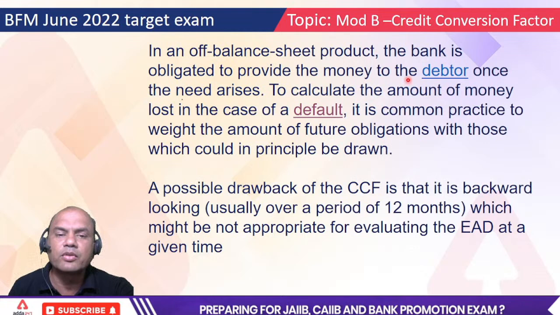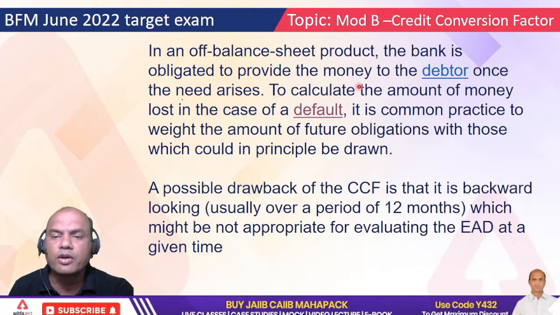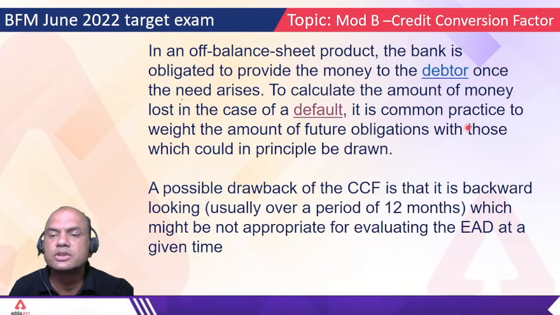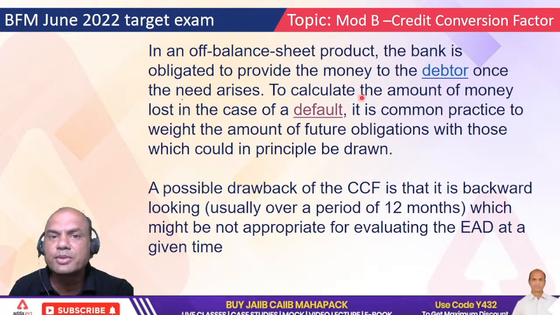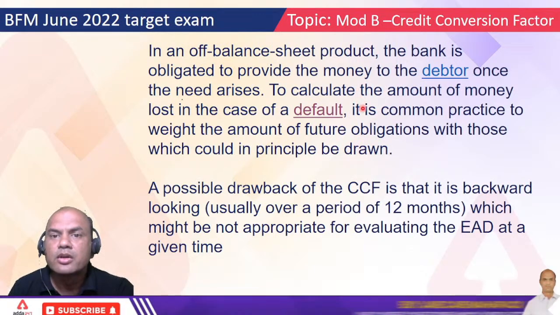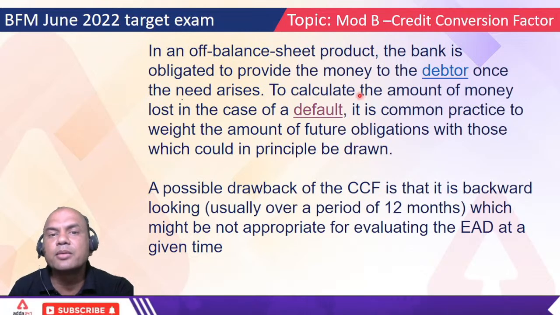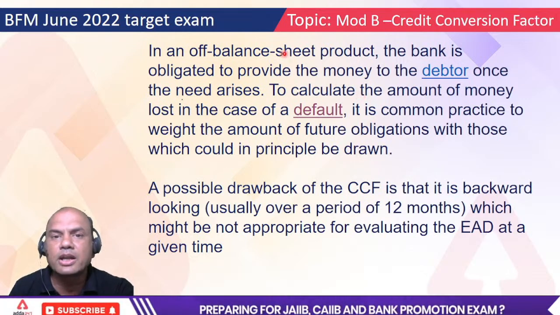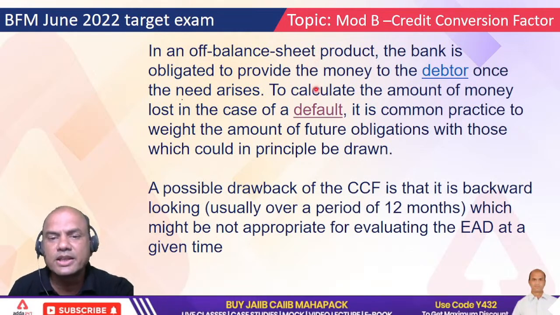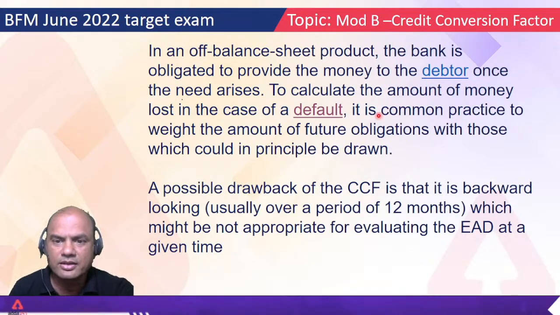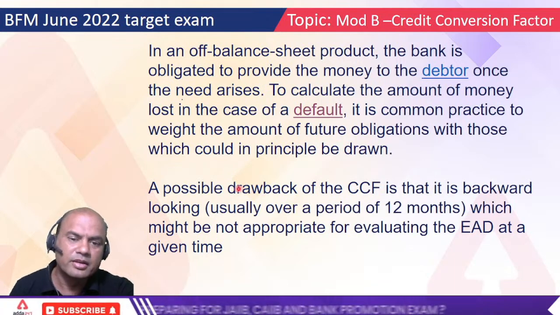To calculate the amount of money lost in the case of default, it is common practice to weight the amount of future obligations with those which could in principle be drawn. What does this sentence mean? It means what I told you just now: what is the probability that the municipality or that third party will come to me for payment? That is known as EAD, exposure at default. This sentence means the same thing.